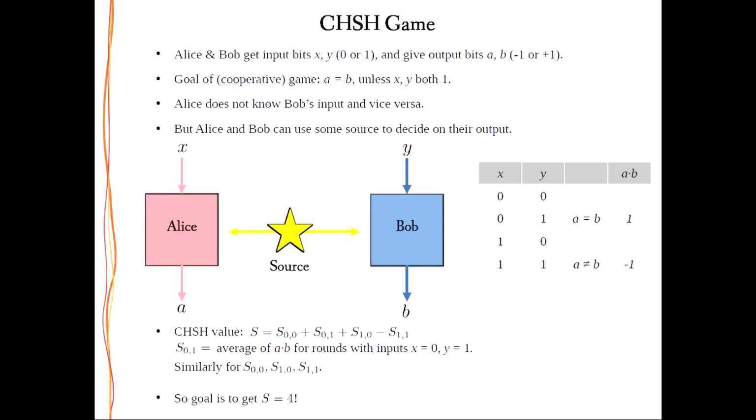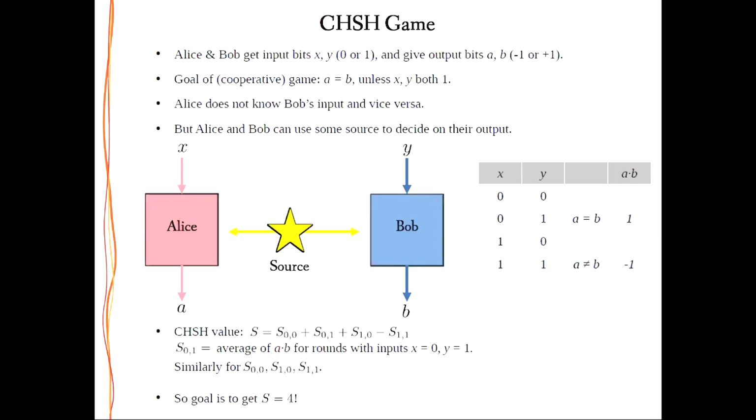Okay, so the strategy of giving random outputs is not good. But also the strategy of giving the same output every time. If they agree to output a 1 every time, it only gives you S is 2. So what can we do to get a higher S?